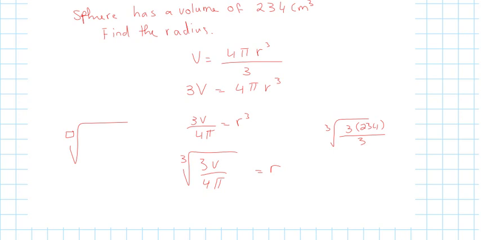I don't know how to do that. It won't work. So what won't work? Find this first, and then, or you can do it all together. I did 3 times 234. Yep. That's what I got. 234 divided by 4 pi. I got 3.8 centimeters. You divide by 4 pi?